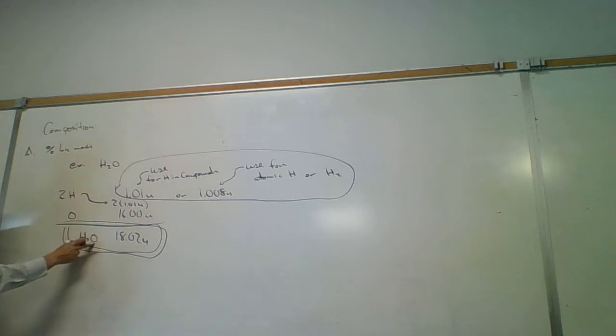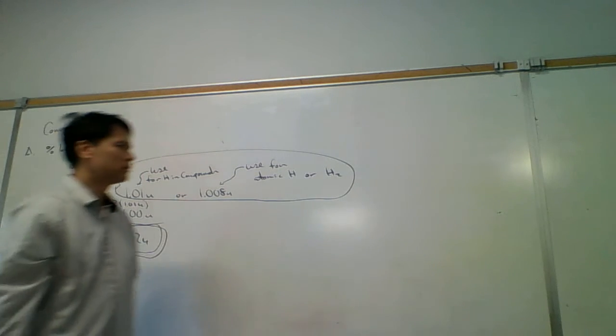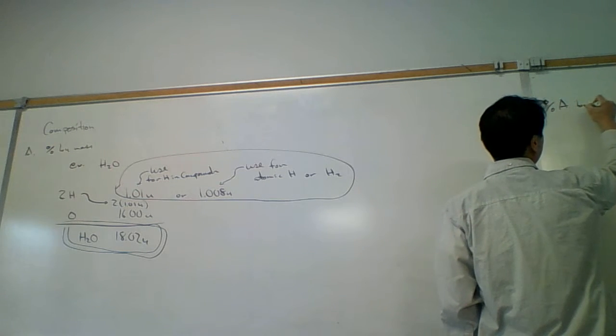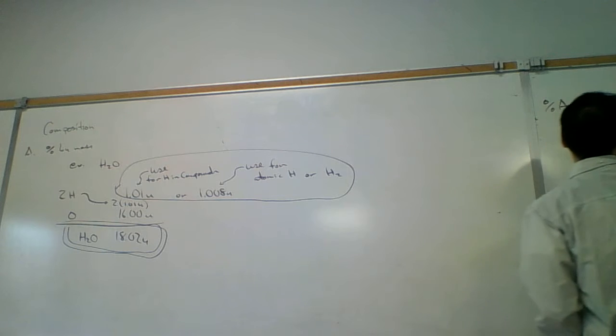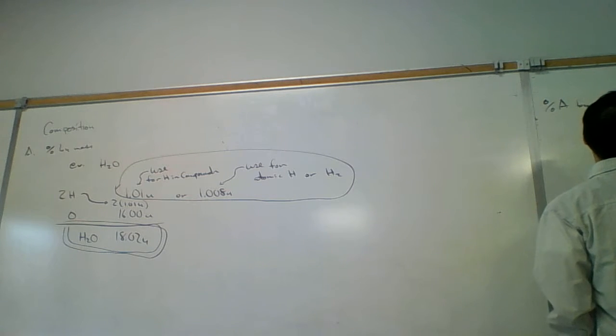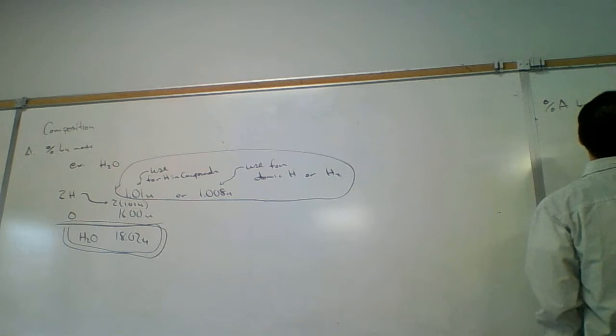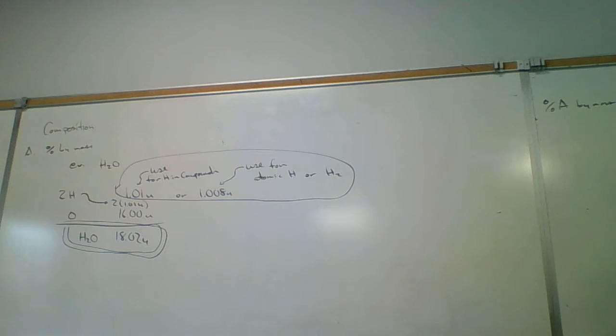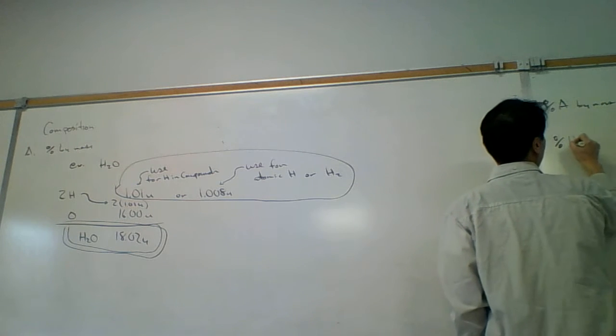Well, that's the mass of the water, and so if we want the percent by mass A, so percent A by mass, then all we need to know is the mass of A over the total mass times 100%. And so here we can get the percent hydrogen. The percent hydrogen, H by mass.